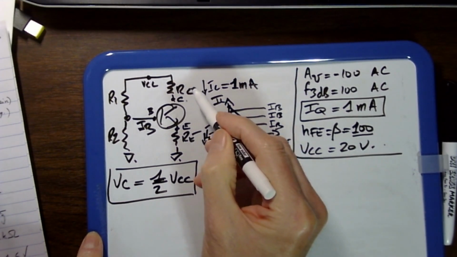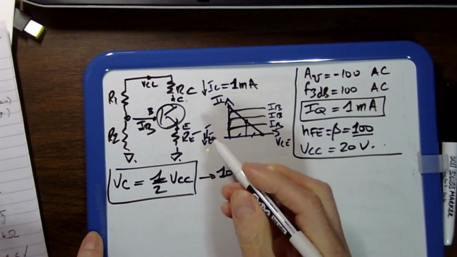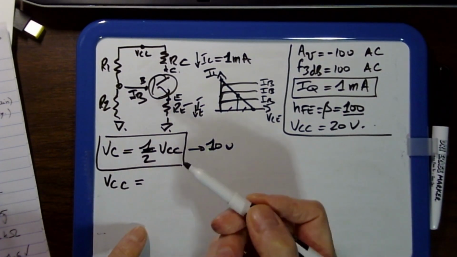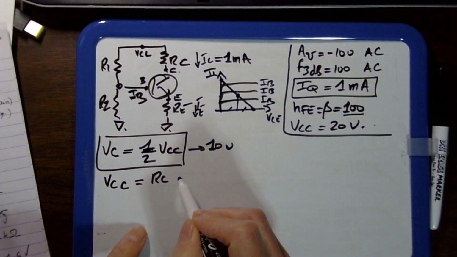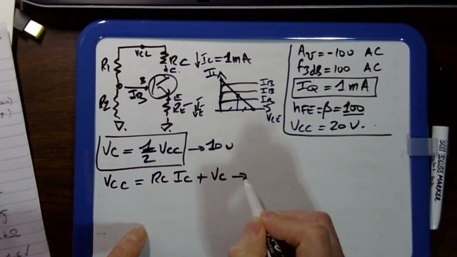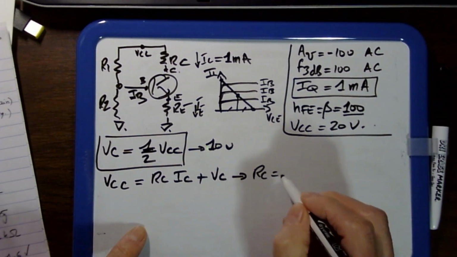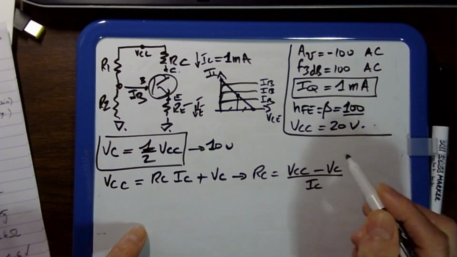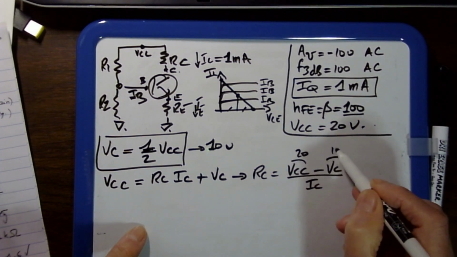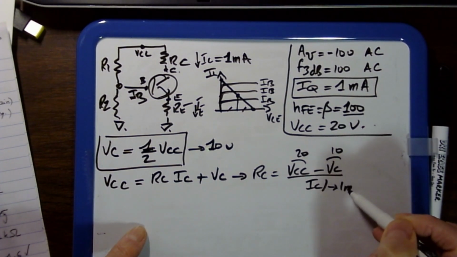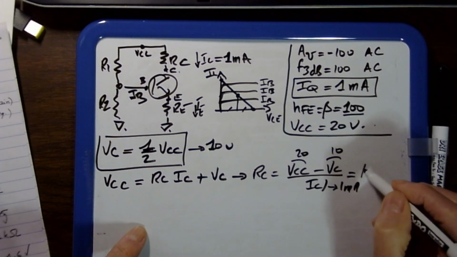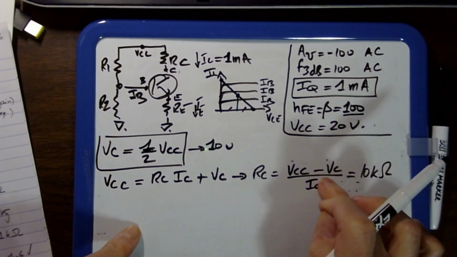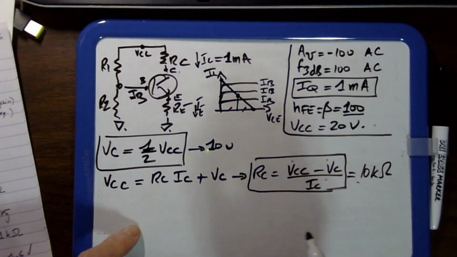Now that you have VC, you can compute RC. That's easy. We have VCC, so by Kirchhoff's KVL, VCC equals RC times IC plus VC, which gives you RC equals VCC minus VC divided by IC. We know VCC is 20, VC is 10, and IC is 1 milliamp. That gives you an RC of 10k ohms. But this is basically your formula. That gives you RC.